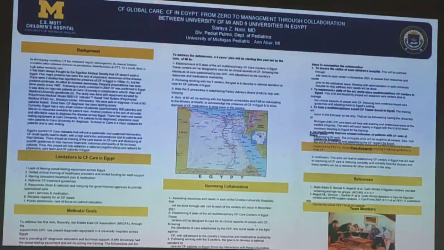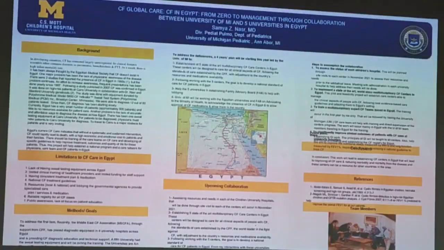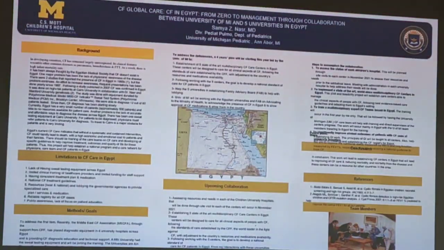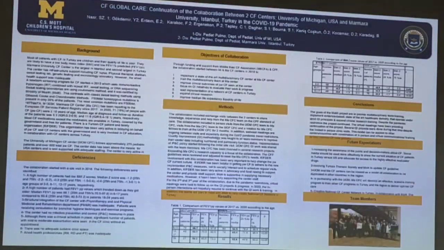This is from Egypt. Every year I send abstracts, and every year the abstracts are accepted because people are really interested. This one was talking about global care in Egypt from zero to managed. I mean, we started from zero. Twenty years ago, there was no CF in Egypt, and nobody really acknowledged it. Then we started, and gradually we got there. So that was a journey of what we've been through at that time.